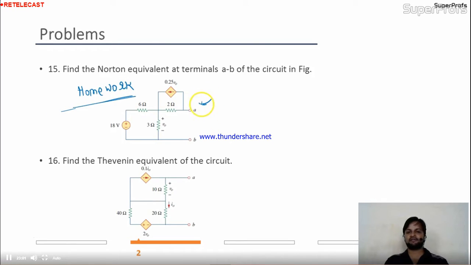Question level is good, okay? In the GATE examination, you will get the same type of questions. So I hope you people will do this.